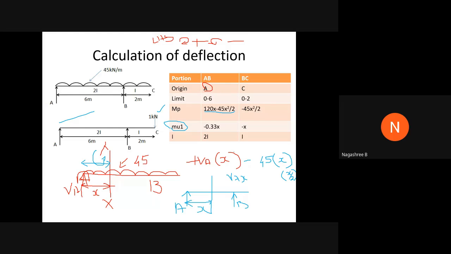But here VA, I have got it in the downward direction. So it is 0.33 into X with a negative sign, minus 0.33 into X. So this is the moment distribution in case of unit load at AB, and the I value in case of AB is 2I, so I have kept it as 2I itself. Is this clear for the portion AB? Is this clear, all of you?